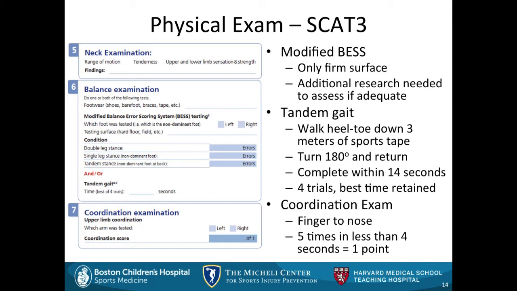The goal is to be able to complete that within 14 seconds, but you have them do time trials and have their best time retained. I think it's something that's used certainly less frequently than the BESS, at least in our practice.